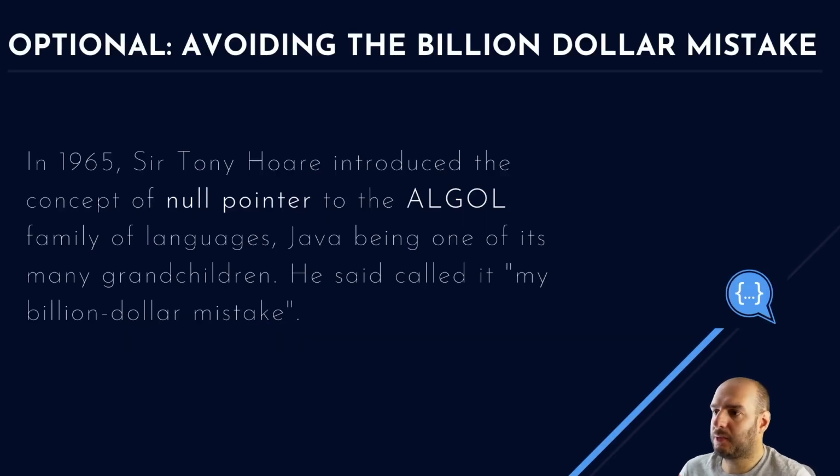I'm going to start with one pattern which is very well known in the Java world, but I think it's a good pattern to introduce all of the other ones, and it's the optional pattern, and I'm calling this avoiding the billion-dollar mistake. In 1965, Sir Tony Hoare introduced the concept of null pointer to the Algol family of languages, and Java is a grandchild of this language. He called it his billion-dollar mistake, and I think we Java programmers know what he means by that.